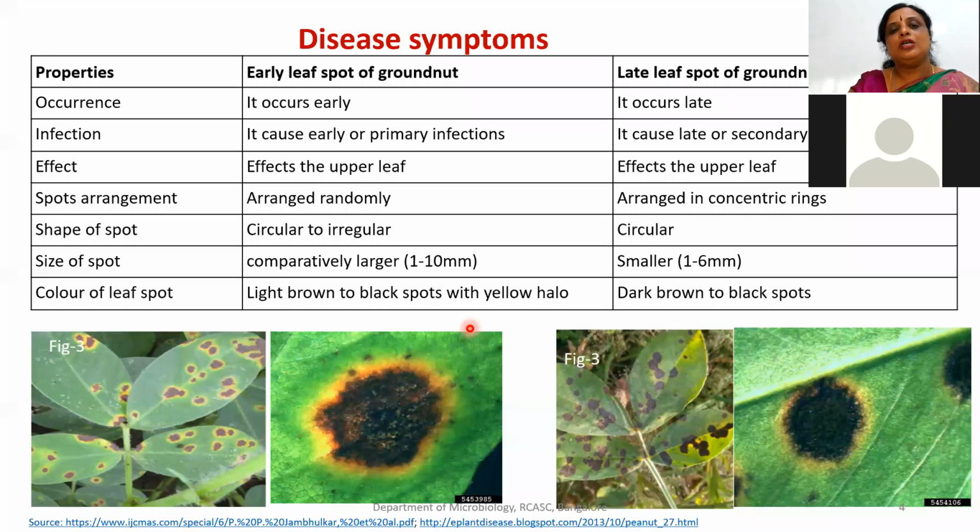the formation of these seeds or fruits happens at the ground level. So by that time, even the flowers would have got infected. That is the reason you can see this spot even on the shell of these groundnuts. So this is about the symptoms of this disease.